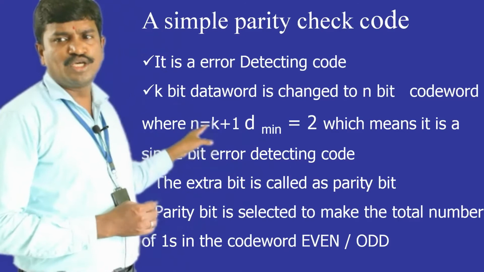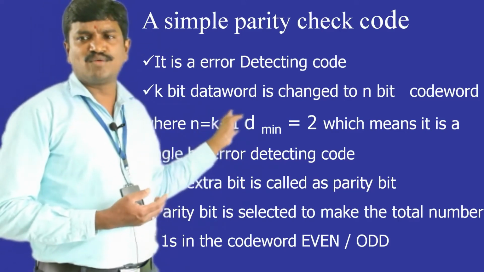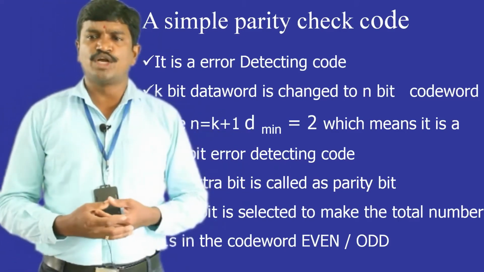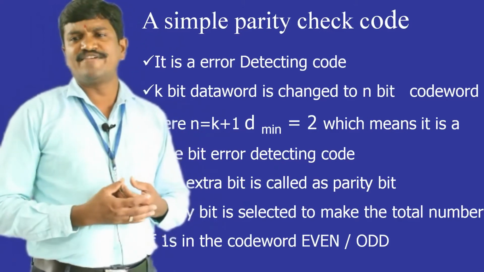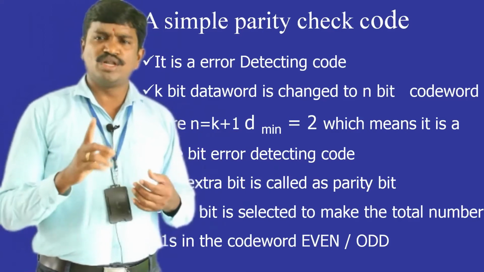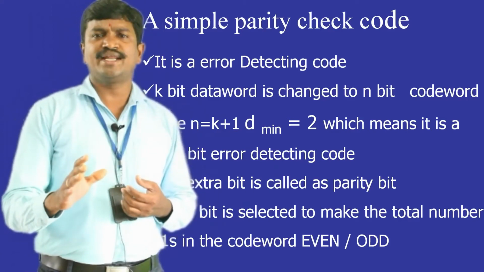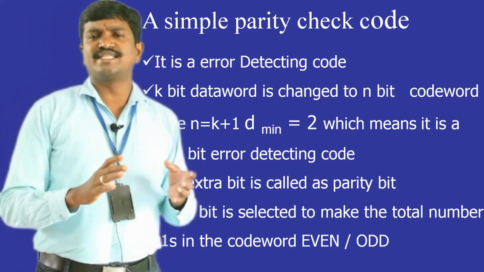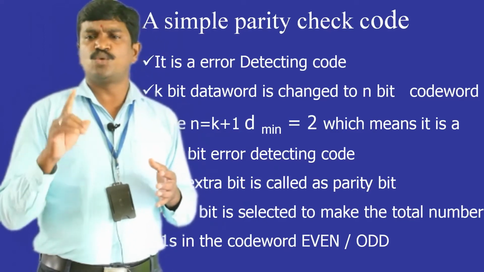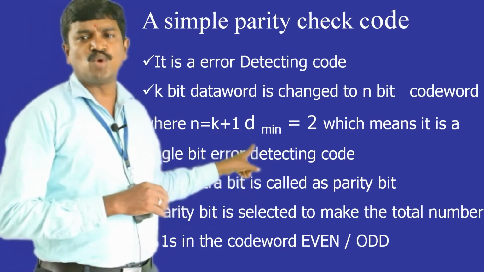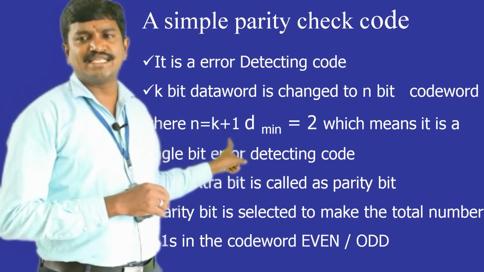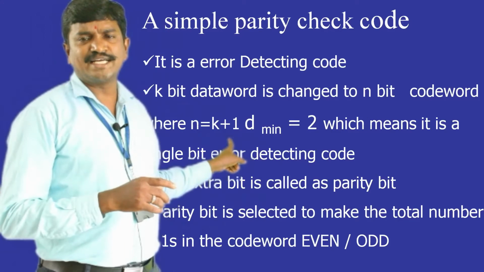Now in this parity, we have a data word of k bits, and we are converting that into an n-bit code word. And how many redundant bits are used in parity check? Only one. That is to indicate whether the count of ones in the data word becomes even or odd. So 1 bit is enough as a redundant bit. That's the reason n becomes k plus 1. 1 is the redundant bit, and k is the number of bits present in the data unit.